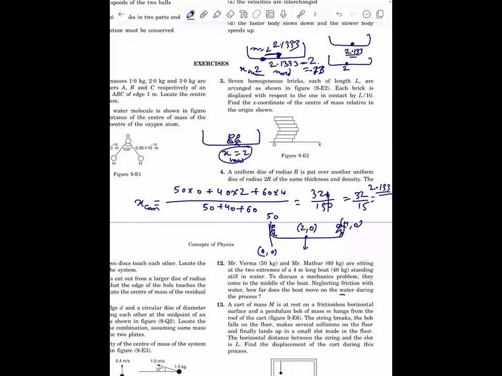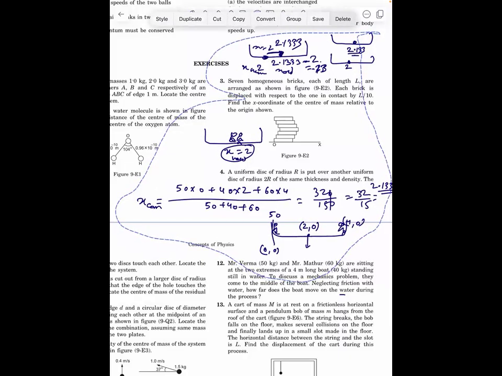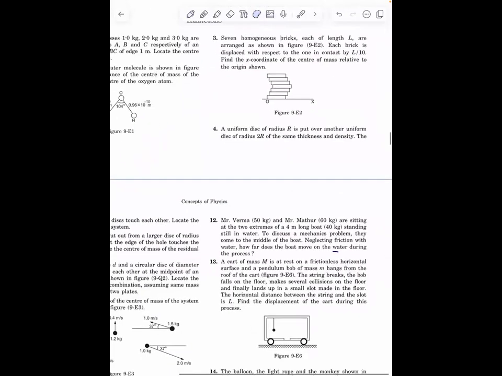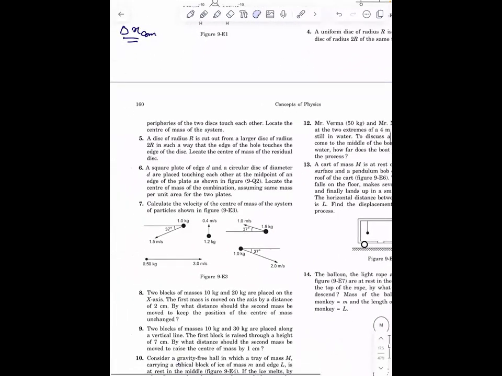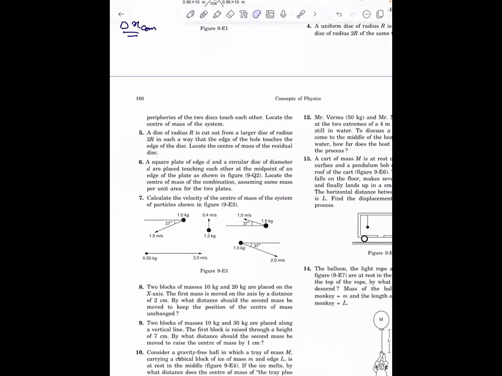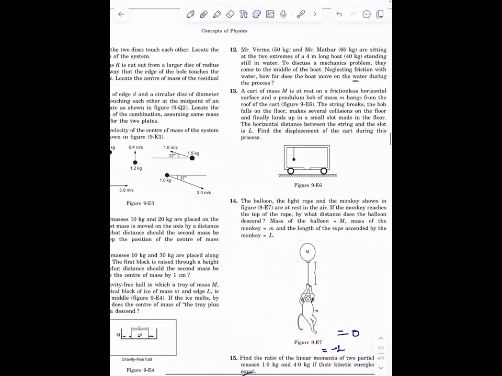Done, understood what I'm saying? Yes, sir. So you can use one method: calculate the center of mass earlier, calculate the center of mass now, and then just check. The earlier center of mass will not move, so the boat has to come there. It is fine. Going to the next question.